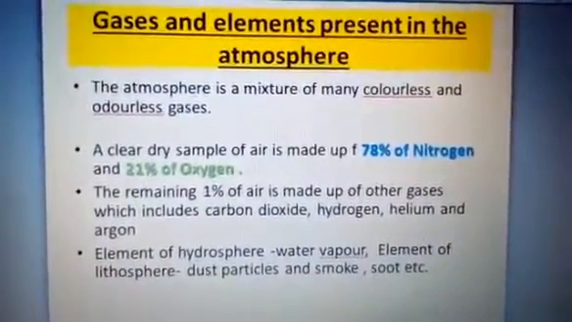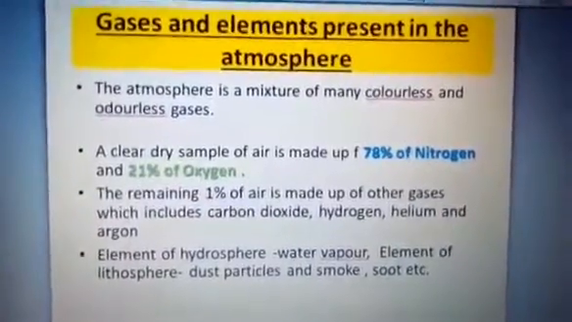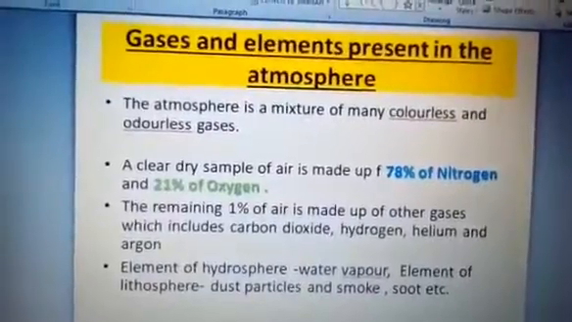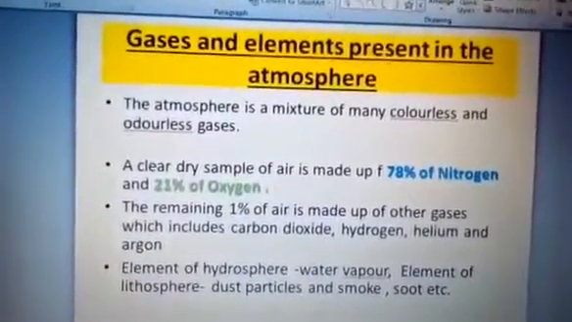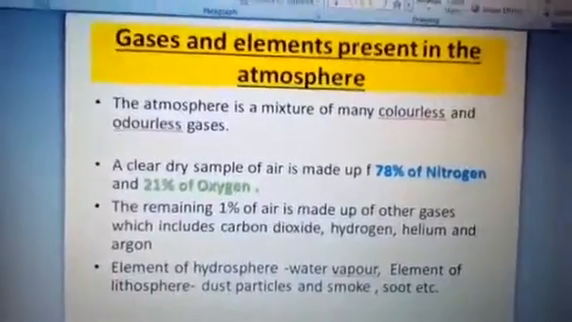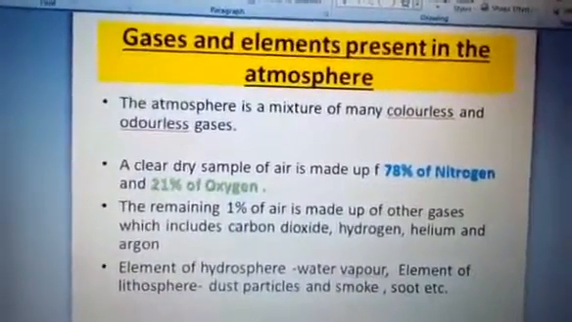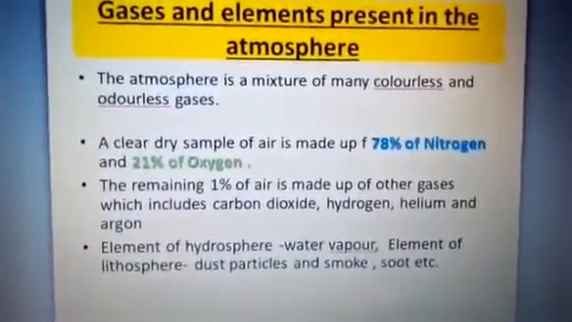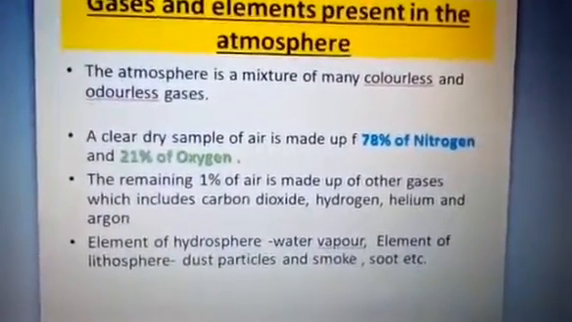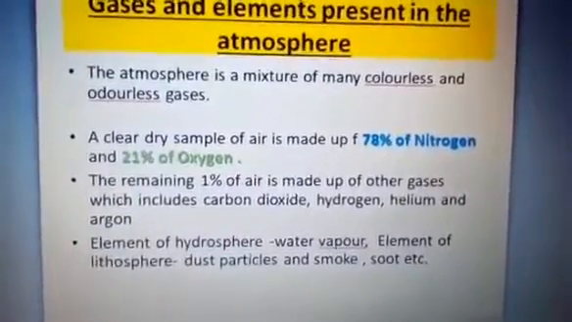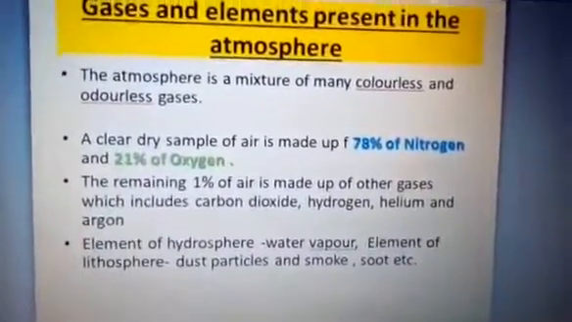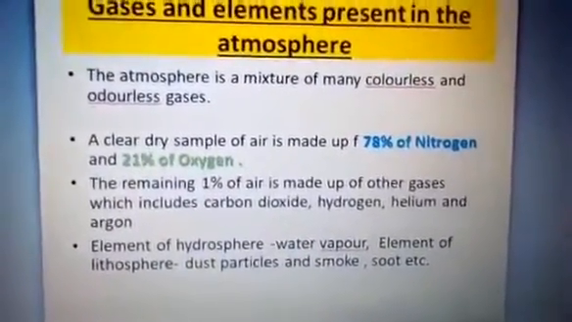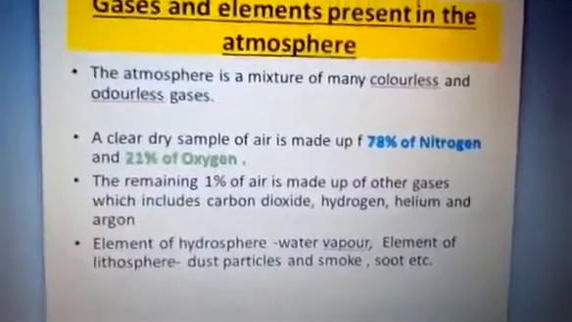Here we need to understand the atmosphere. If you call it a definition, it is one of the major reasons for life to exist on the earth, and this entire planet is encompassed by the blanket of gases called the atmosphere. Most of the gases are colorless and odorless, and therefore if you also define the atmosphere as a mixture of many colorless and odorless gases that surround the earth, it will not be marked as incorrect.